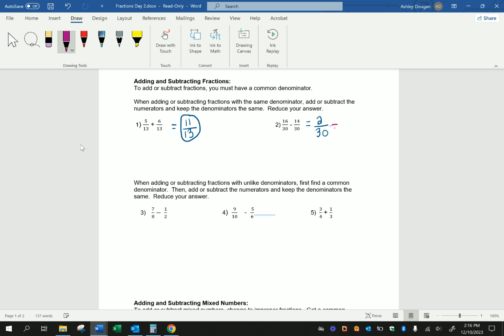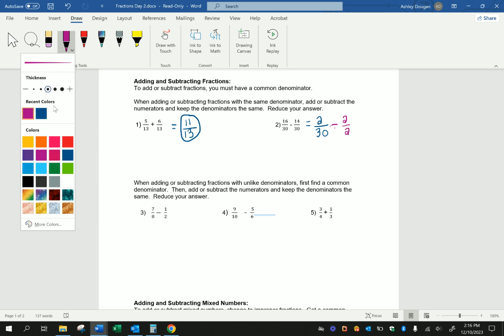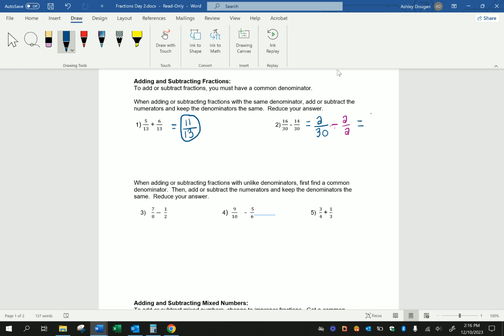So I can divide the top and bottom by 2. And 2 divided by 2 is 1. 30 divided by 2 is 15. And that gives me 1 over 15. That is how we work these if the denominators are the same.